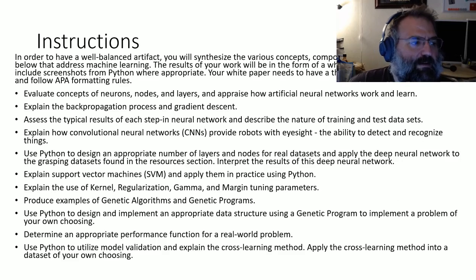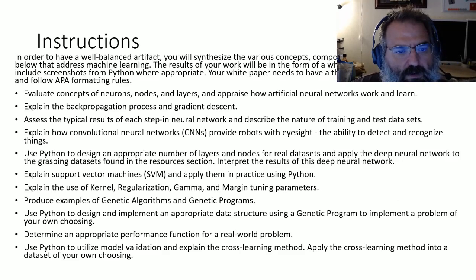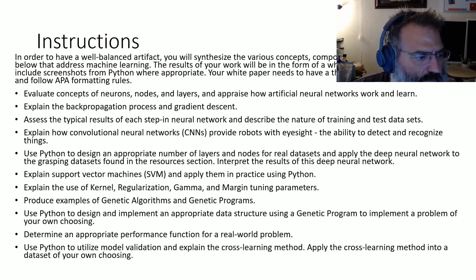Anyway, your instructions, so explain neural networks, basically. I'm fine if you reuse some of the stuff you've previously done. Explain backprop, gradient descent, typical results of each step. Sounds awfully familiar, doesn't it? How do CNNs work?